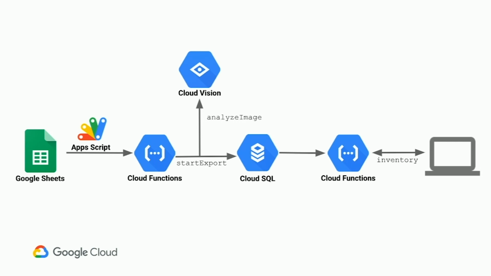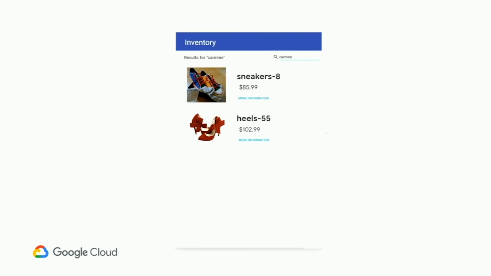With just a few tweaks to the UI, the store employees can now look up what shoes a customer might be interested in. Even the really picky customers, maybe someone comes in demanding carmine red shoes.